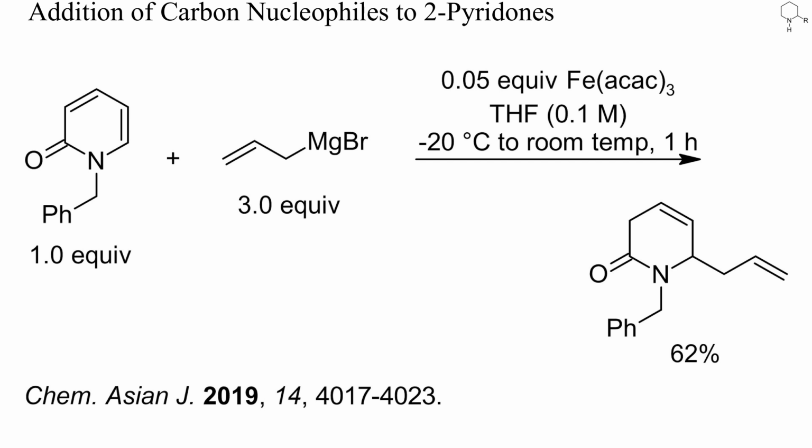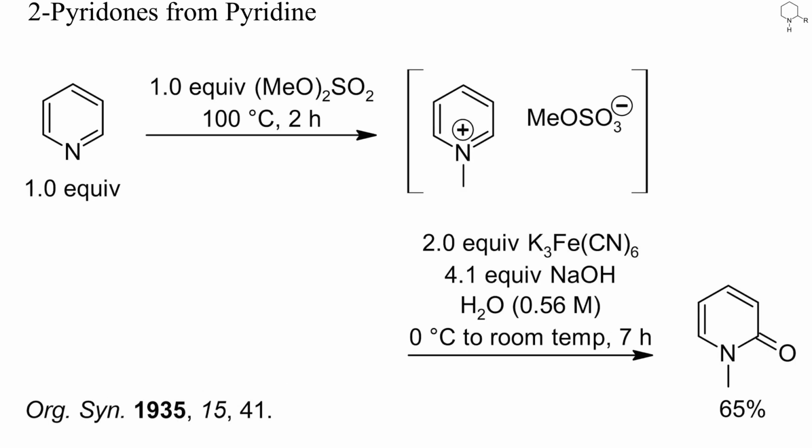2-pyridones are valuable intermediates for substituted piperidines or piperidinones. Sometimes 2-pyridones react with carbon nucleophiles at position 6, as in this example. Addition at position 4, however, can also occur. The starting pyridone of the previous slide can be prepared by oxidation of quaternized pyridine, for instance with hexacyanoferrate. As an alternative, 2-hydroxypyridines can sometimes be alkylated selectively at nitrogen with soft alkylating agents, for instance with Michael acceptors.